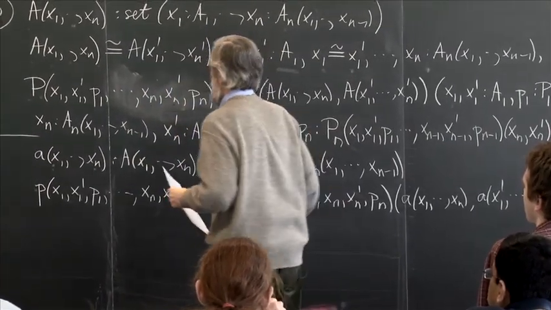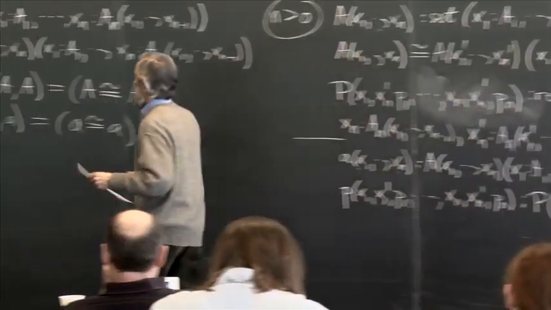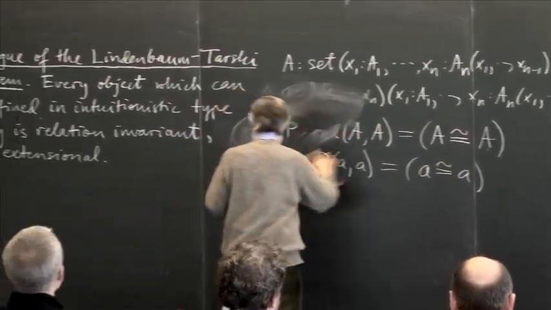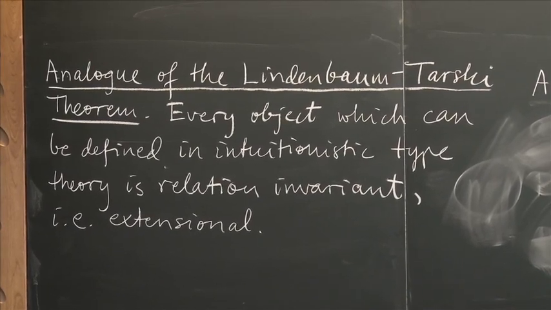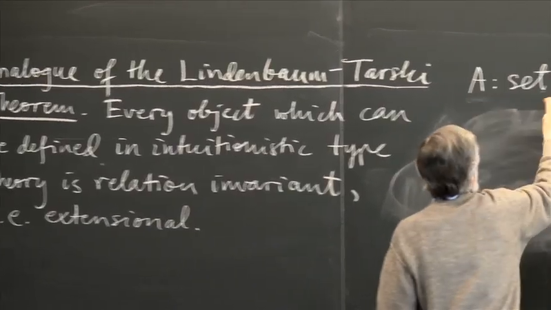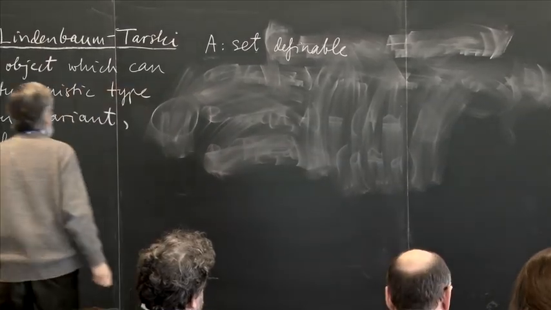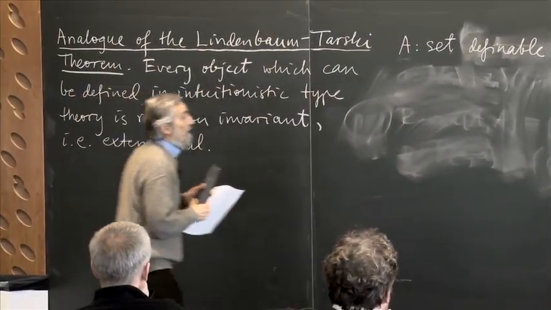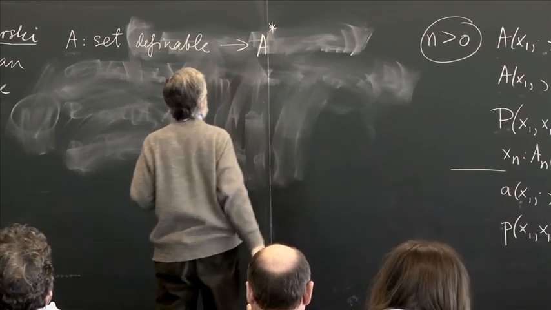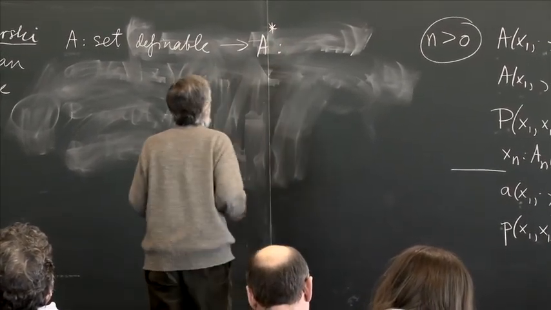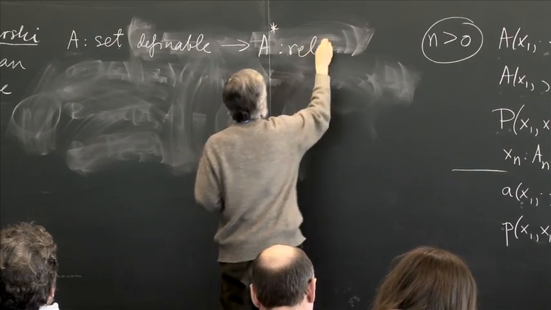So the short way of saying what we have to do is to say that if this is definable, then we have to show that it is relation invariant, which is to say we have to equip it with an A star which establishes its relation invariance, and in this case that was simply a relation on A.